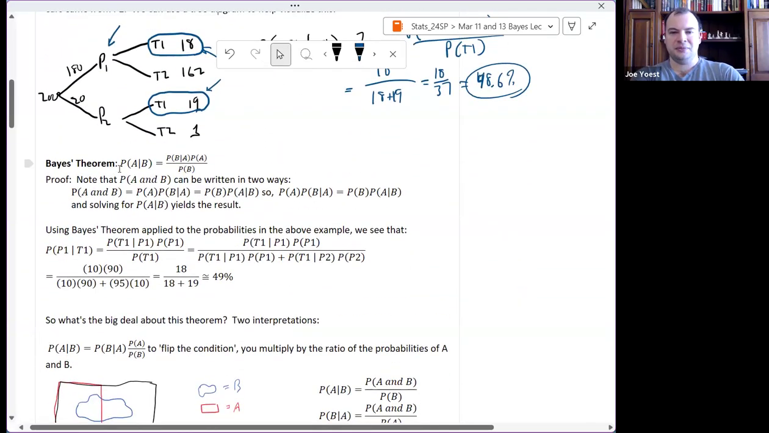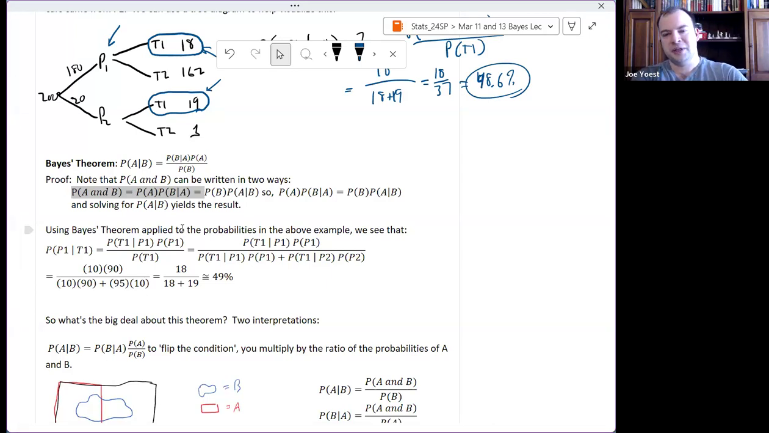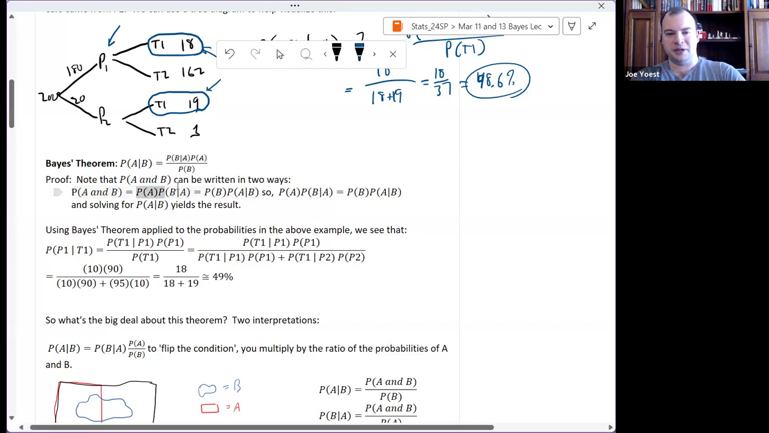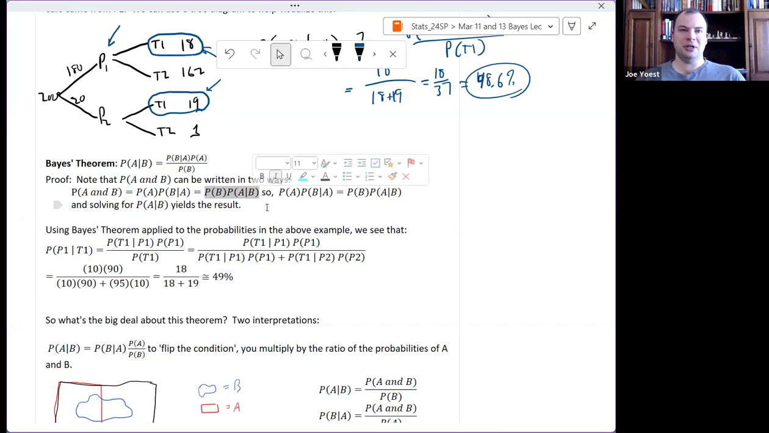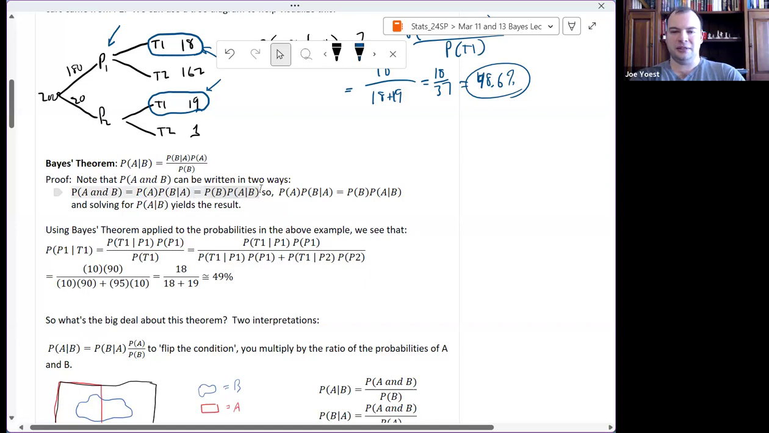Okay, so Bayes' theorem. This is what Bayes' theorem says. It's really a pretty straightforward proof. It's noting that we can write probability of A and B in two different ways. Probability of A and B, where A and B are dependent events. We can write it as probability of A times probability of B given A. Or we can write it as probability of B times probability of A given B. Since the and operator is commutative, A and B is the same as B and A. So I can just exchange the roles of A and B and get an equally valid statement. But that means that these two are equal to one another.